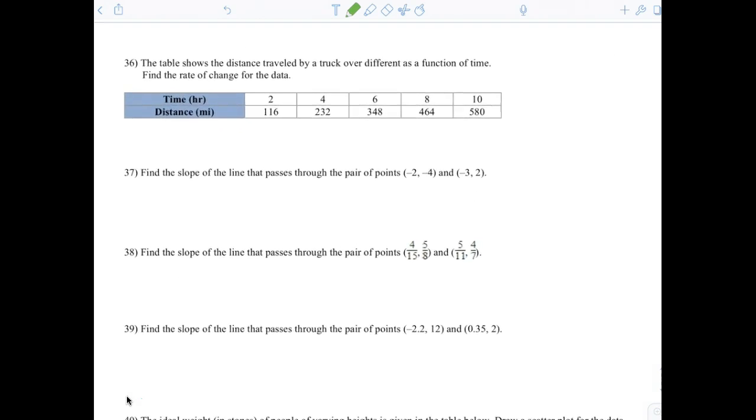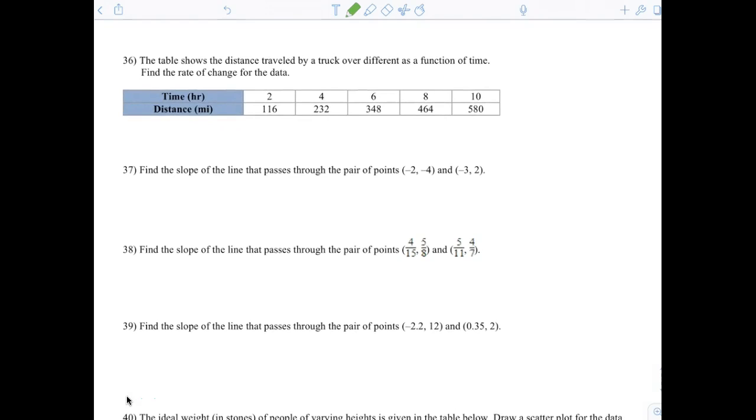All right, so here we go, guys. Actually, what is on number 36? Everybody jump down to number 36. It says, find the rate of change. What is the rate of change? What have we been talking about?